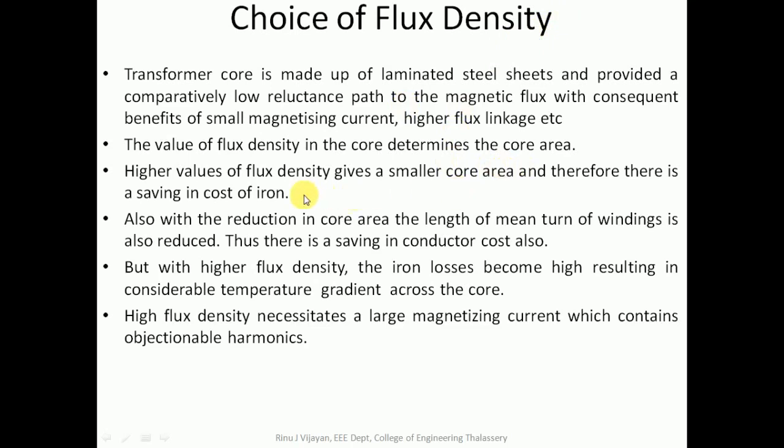If you choose a larger flux density value, then the core area required will also be small, and this results in a large saving on the cost of iron. Due to the reduction in the core area, the length of mean turn of the windings required will also be small. This helps to reduce the cost of copper also. But the major disadvantage of choosing a large value for the flux density is that the iron losses become very high. Moreover, a large value of flux density demands a larger magnetizing current from the supply, which will increase the harmonics level.